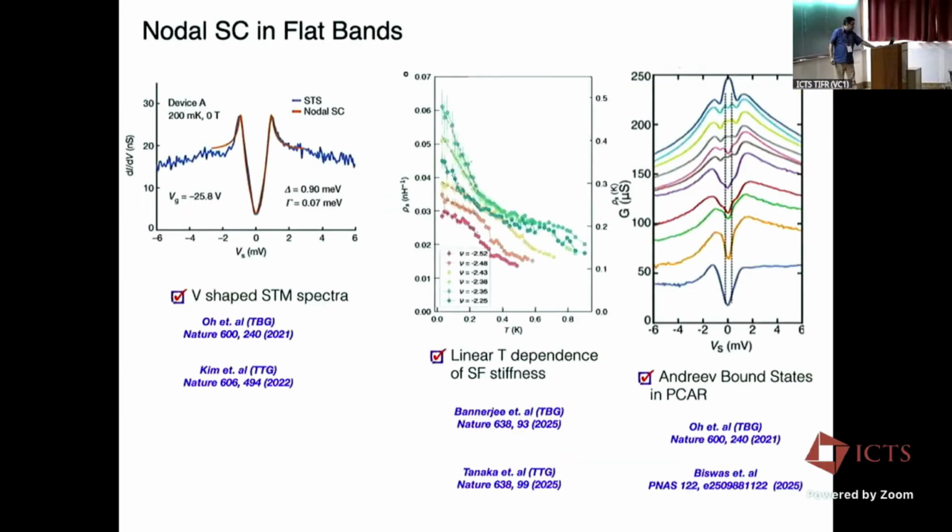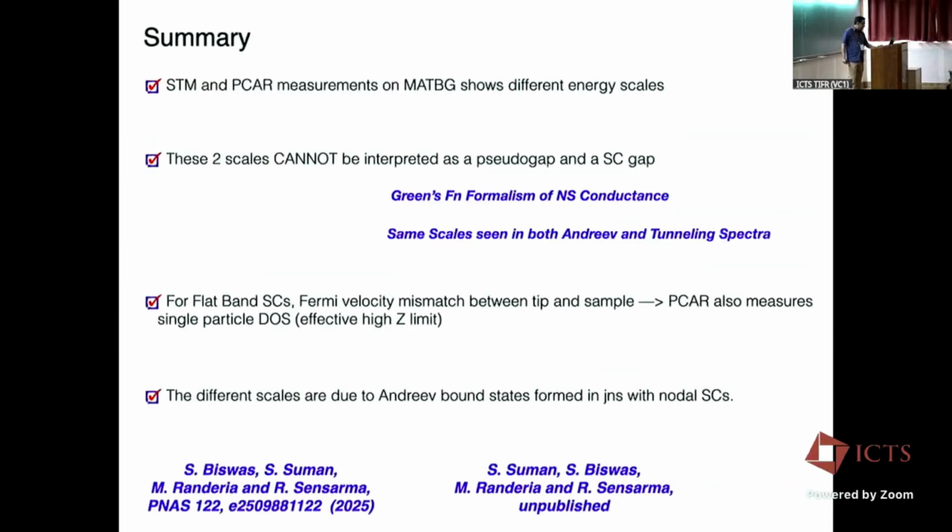The different scale is simply the scale over which the density of states of the Andreev bound state is coming down. There is more evidence in other measurements, for example, evidence for linear temperature dependence of superfluid stiffness, which hints that you would probably have a nodal superconductor. And the claim is that this itself is showing you Andreev bound states, and hence giving you more evidence that you are actually looking at a nodal superconductor. Okay, so let me skip this and go to my summary because I'm almost out of time.